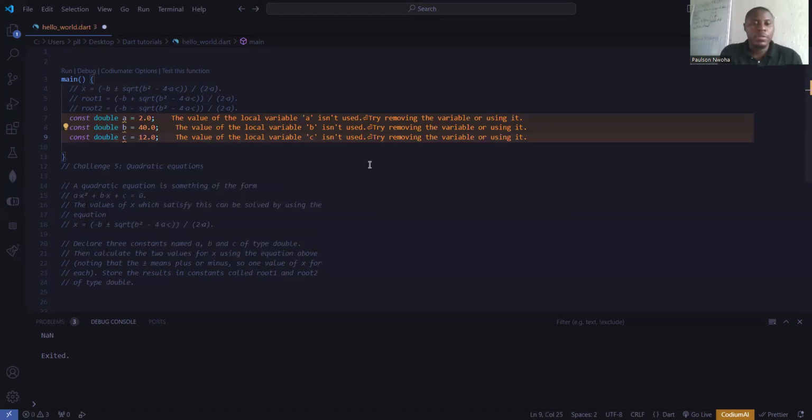All right, now, what do we need to do? Let's solve for root 1.